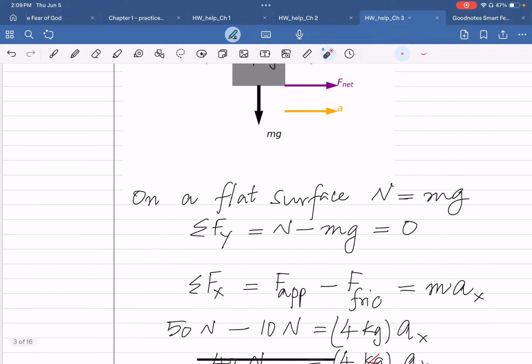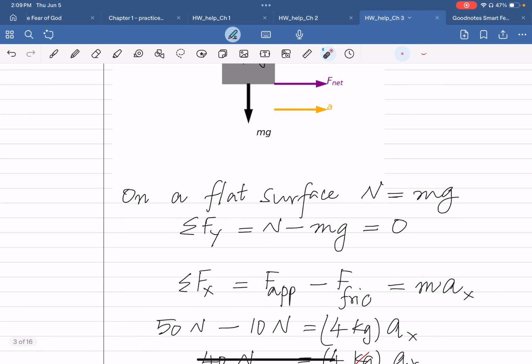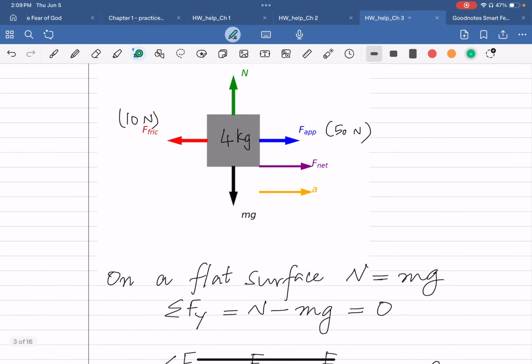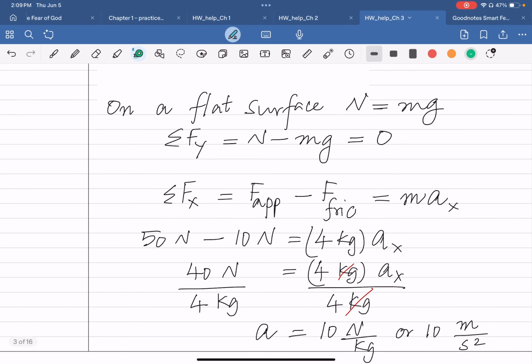That's on the y-axis. On the x-axis, I already mentioned and explained that you have to take the applied force minus the friction, which is the net force, and set that equal to mass times acceleration. Why? Because the net force is always mass times acceleration. See that? That's why. So net force is mass times acceleration. So once you get the net force, you set that equal to mass times acceleration.